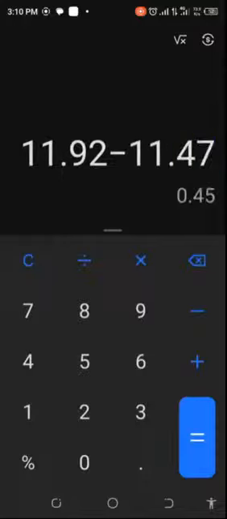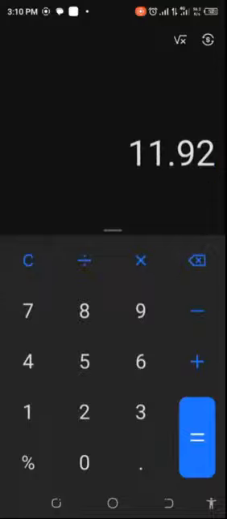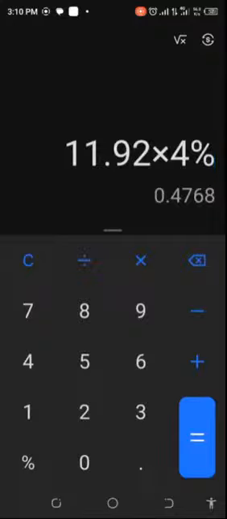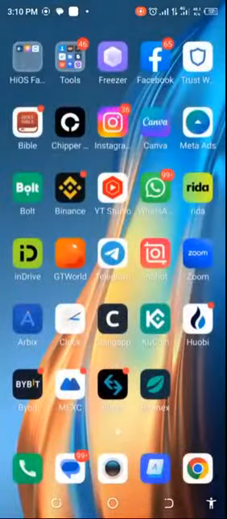Okay, about 45 cents. I think that's about 4%. So if I multiply by 4, that's okay. We're in that range, so we're kind of good. That's exactly what we have now. Let's go ahead and see what we will get in real life.